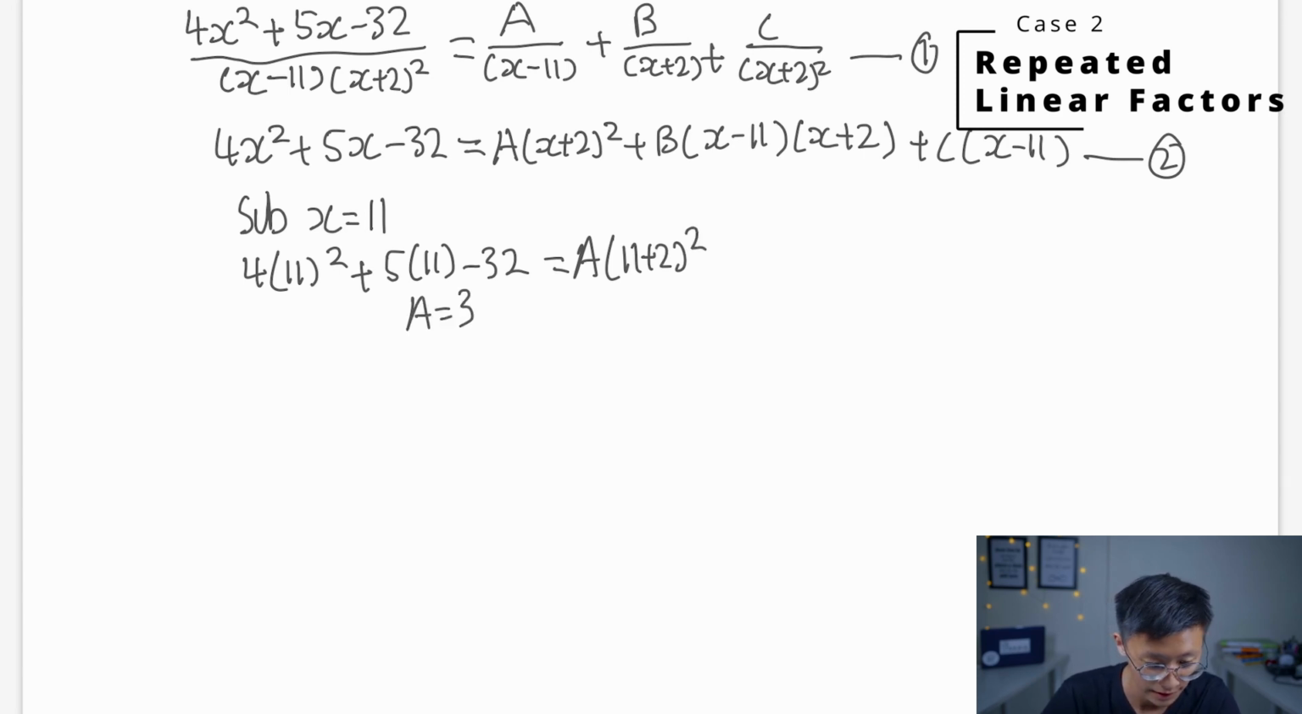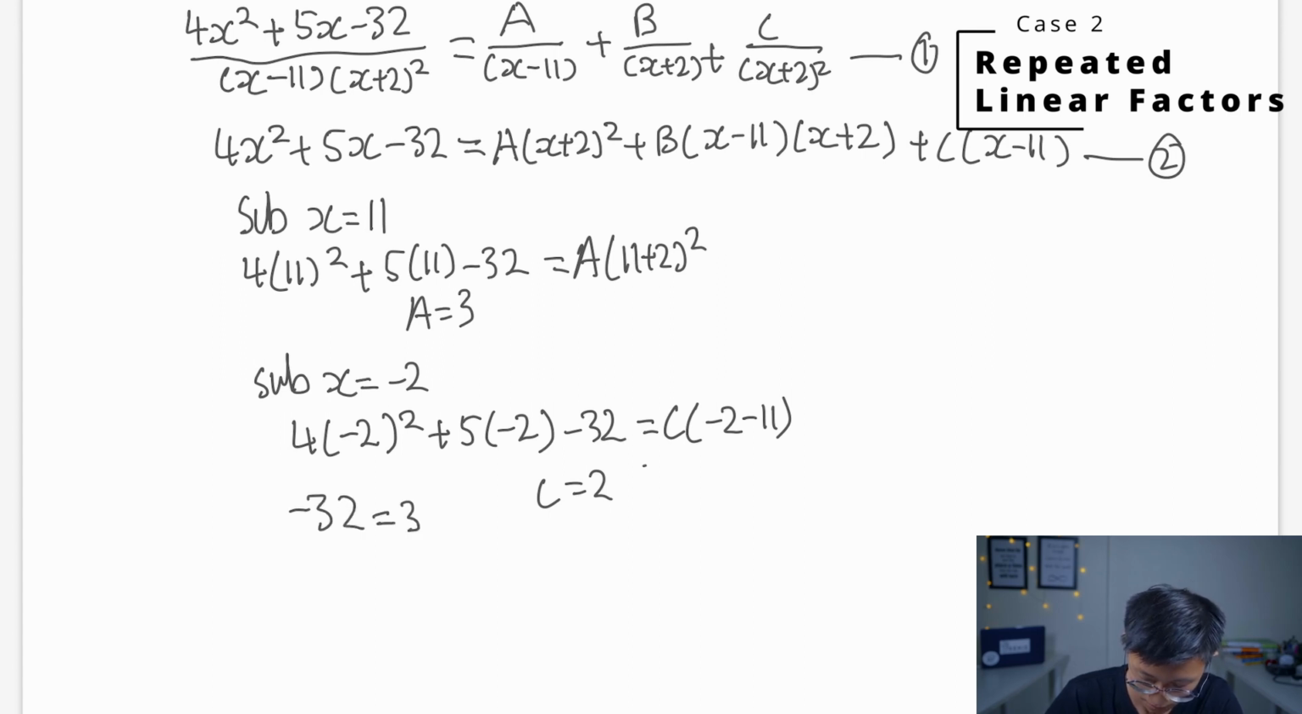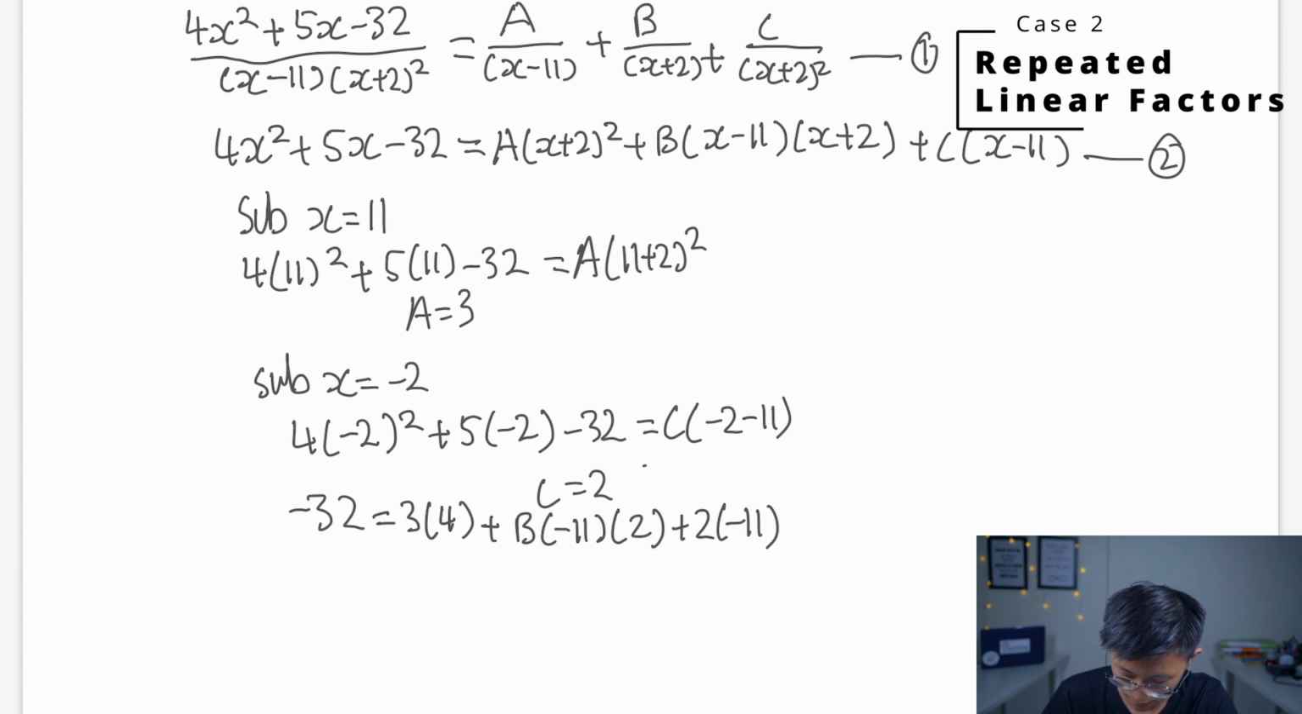A equals to 3. Now, let us sub x equals to negative 2 to find c. C equals to 2. Lastly, let us sub x equals to 0 to find the value of b. B equals to 1. After finding the values of a, b, and c, we are going to put them back into equation 1.